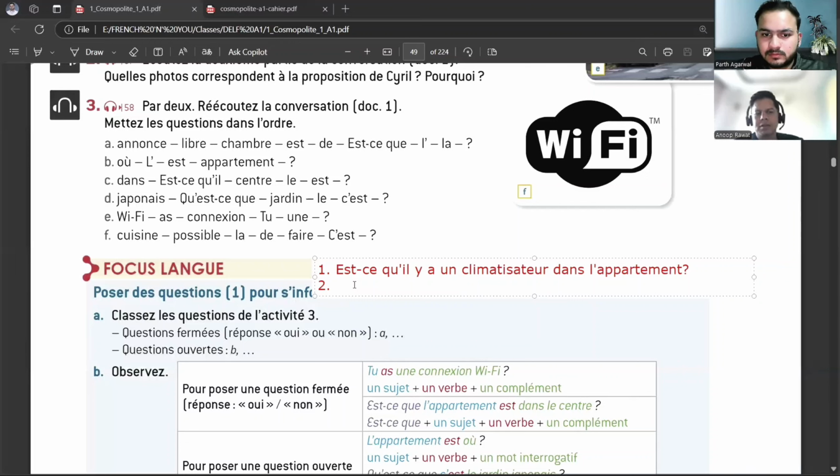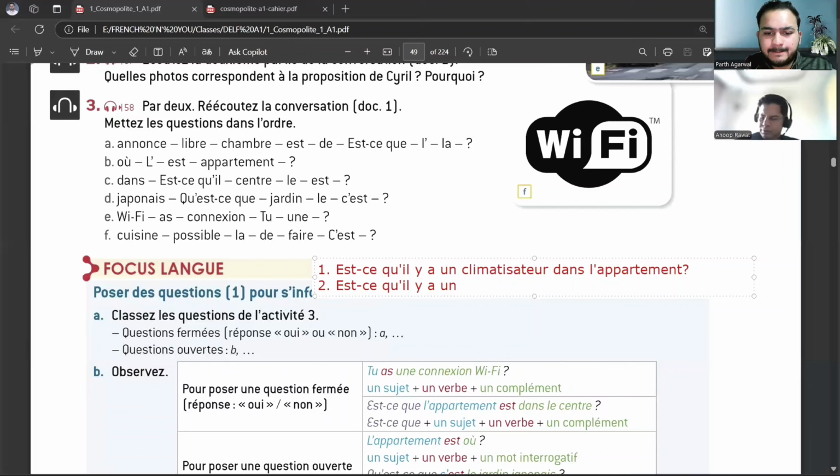And we are using standard French here in this case, but the question is fermé only, because it's a close-ended question. The answer will be either yes or no. Okay. What else do you want to ask? So is there any market near the apartment? Okay. So let's use est-ce que only.